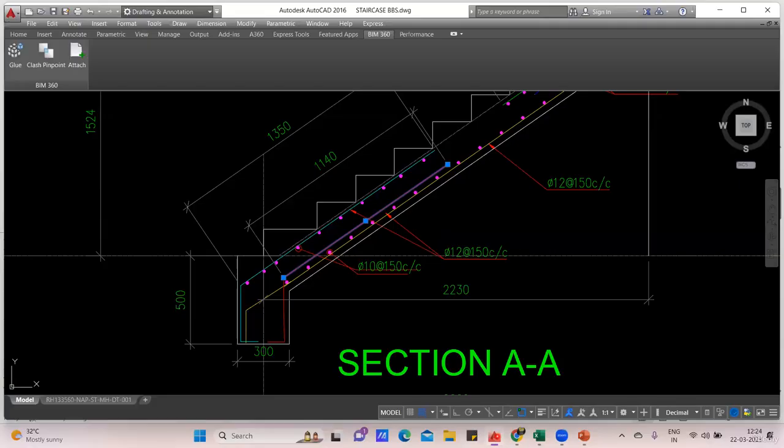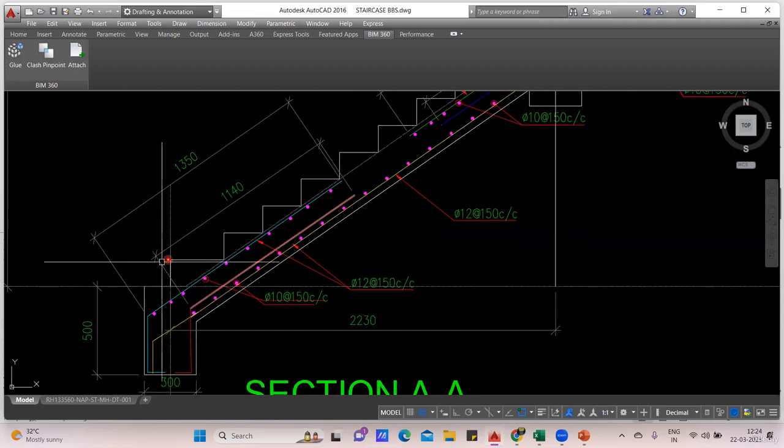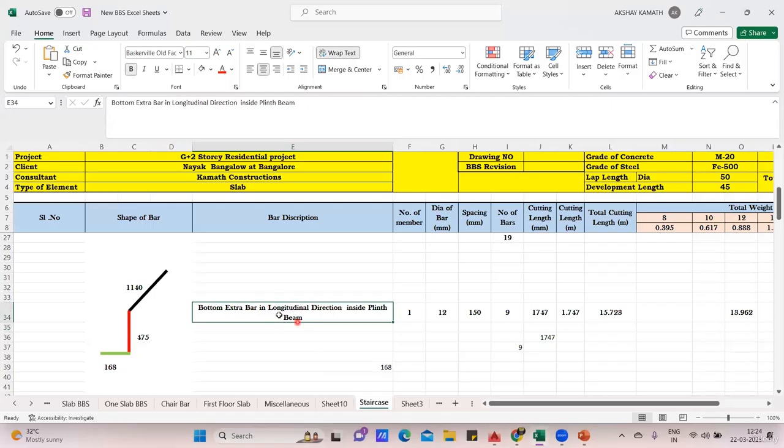The name for this is a bottom extra bar. This is in the bottom direction, isn't it? It's an extra bar at which level? This is my plinth level. So I've given the name, bottom extra bar in longitudinal direction inside the plinth beam, or you can say near the plinth beam. Anything is okay.